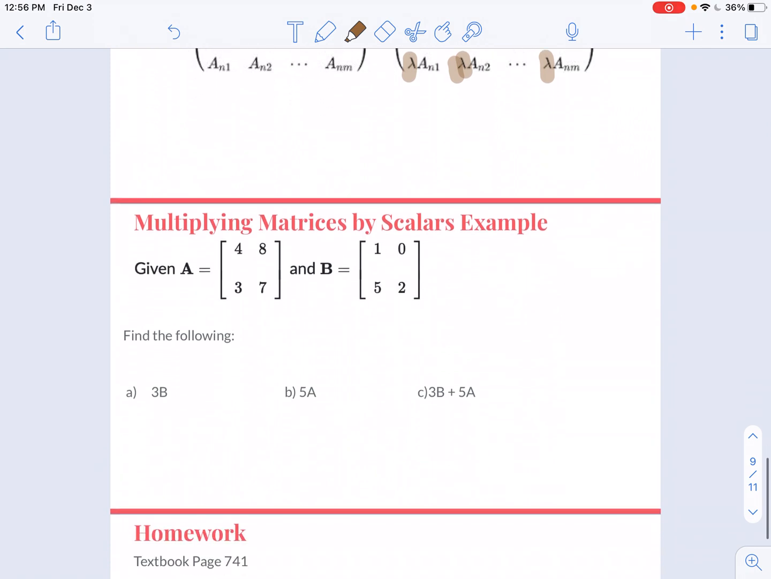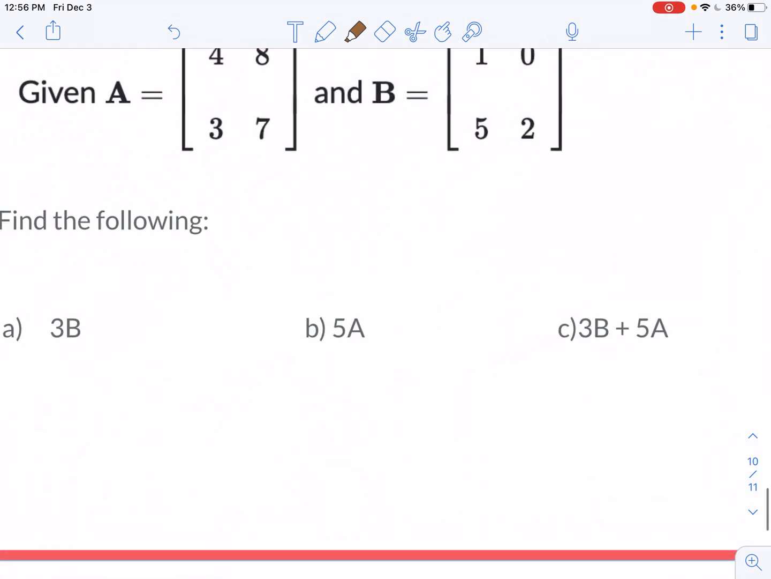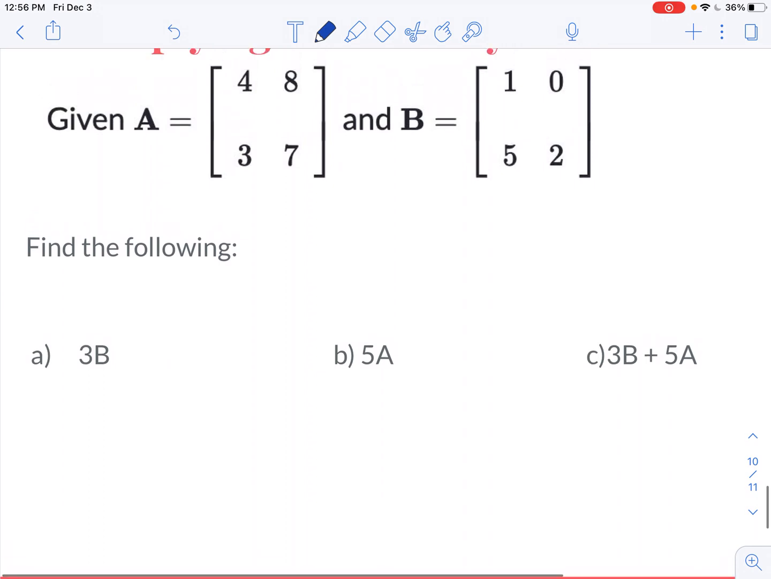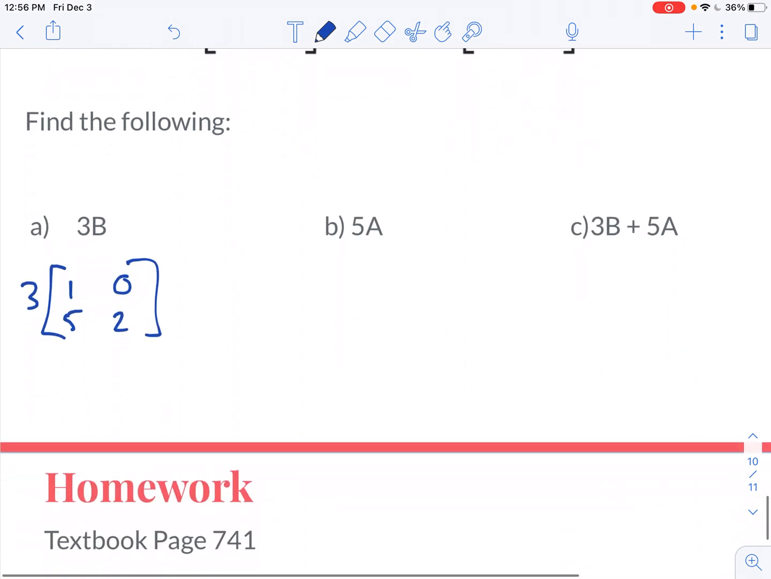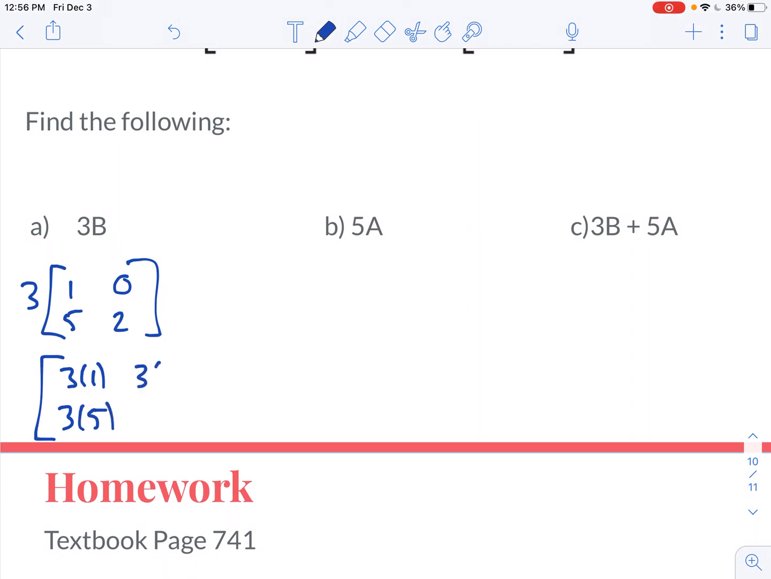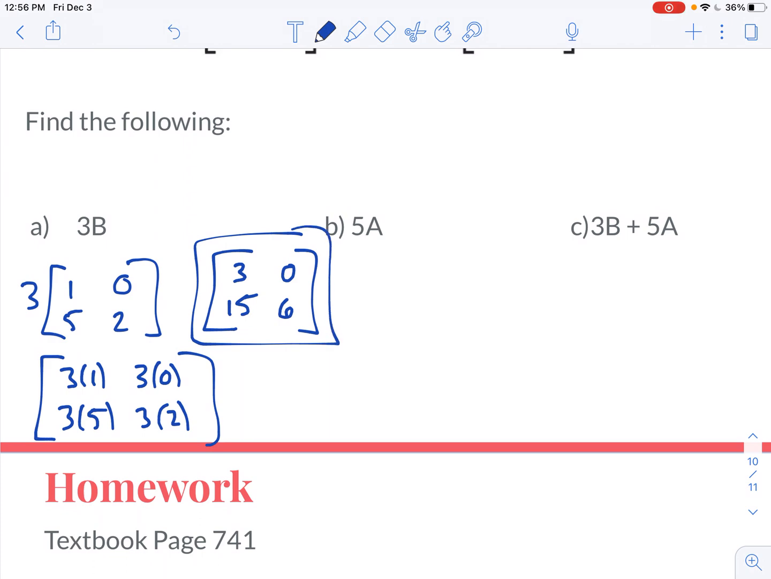And when I multiply these matrices by a scalar, we've got an example here. Let's find 3B. So 3B is 3 times 1, 5, 0, and 2. That means my new matrix will be 3 times 1, 3 times 5, 3 times 0, and then 3 times 2. So then my final new matrix here would be 3, 15, 0, and 6. So I've multiplied every single value in that matrix by 3.